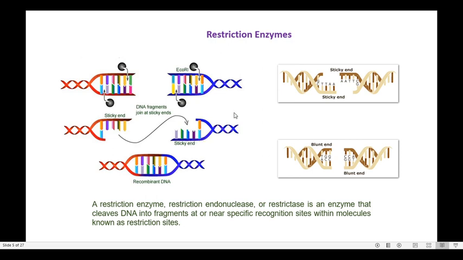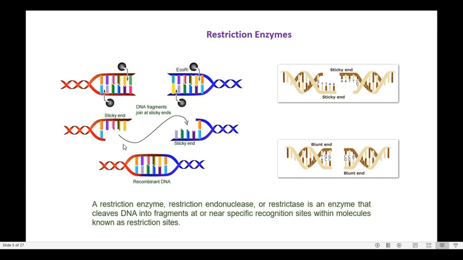But before that, we will see there are two different kinds of restriction enzymes used in cloning. One is sticky end restriction enzymes and the other is blunt end restriction enzymes. The sticky end enzymes make protruding ends, which are called sticky ends, and the blunt end restriction enzymes will make blunt ends.